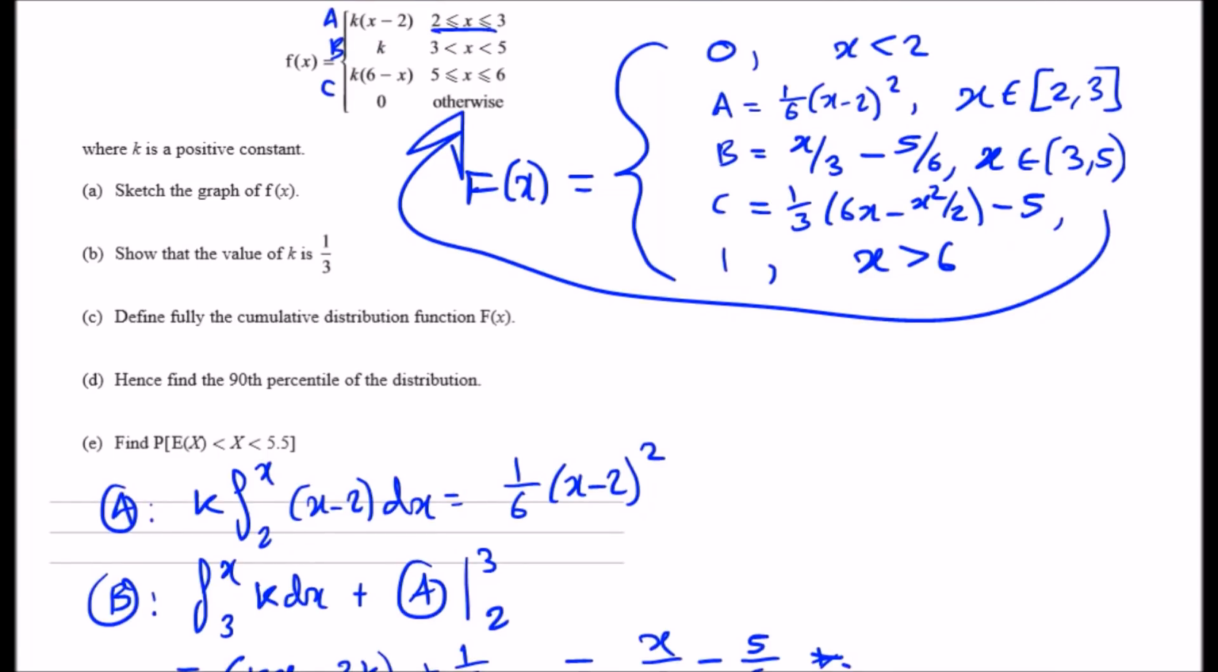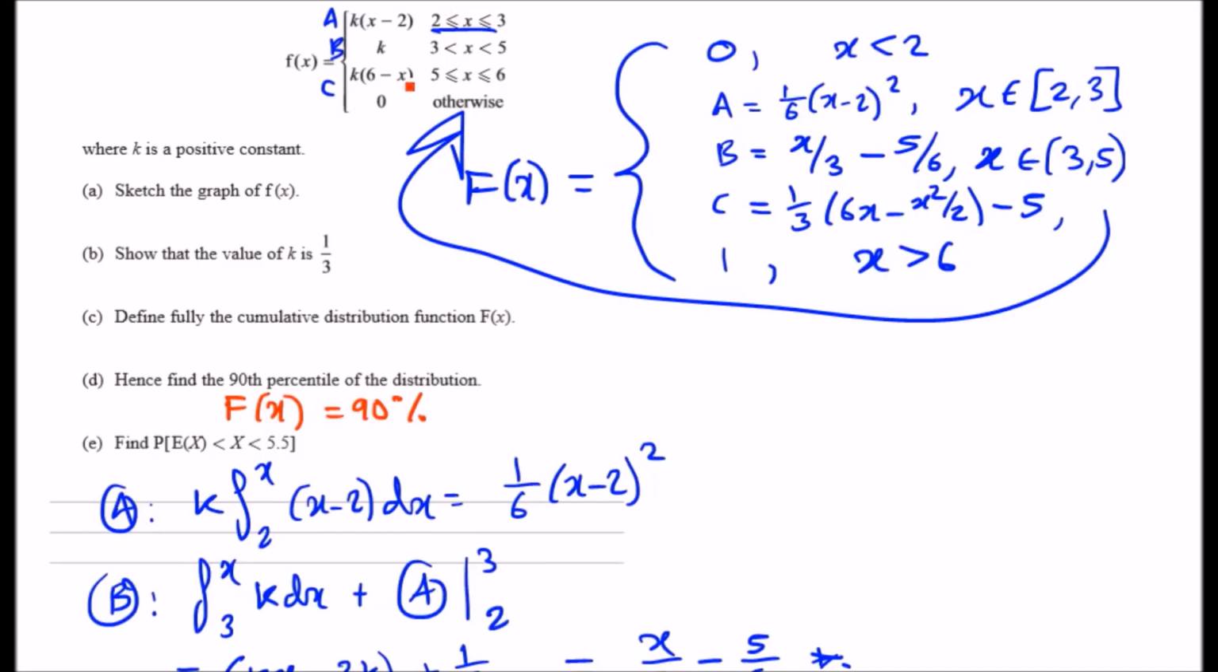Okay, finally, now let's look at part D. Hence, find the 90th percentile of the distribution. Well, this one is very easy. We're literally trying to find the value of the cumulative distribution at the point x when it equals 90%. Now, looking at the 90th percentile, this is pretty much the top 90% near the end of the tail.